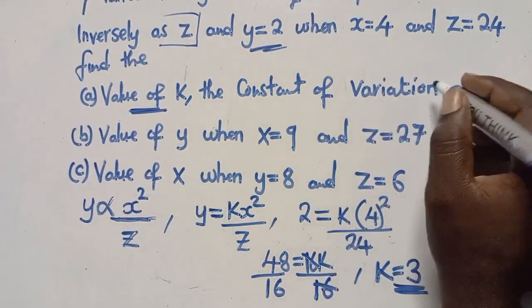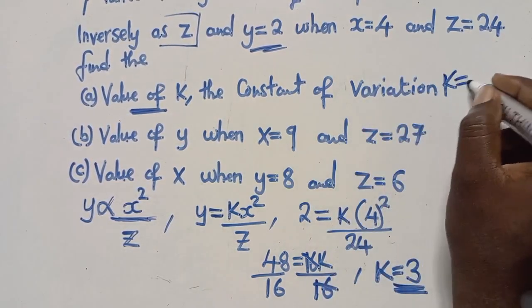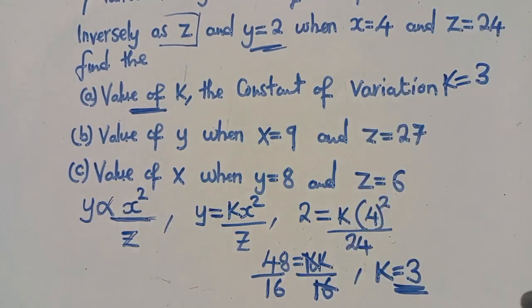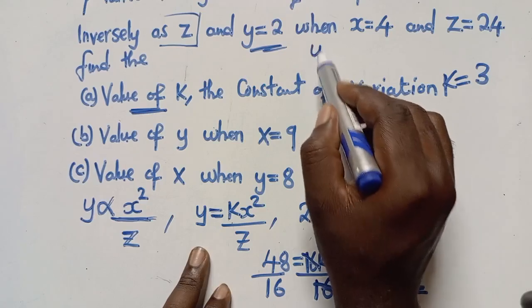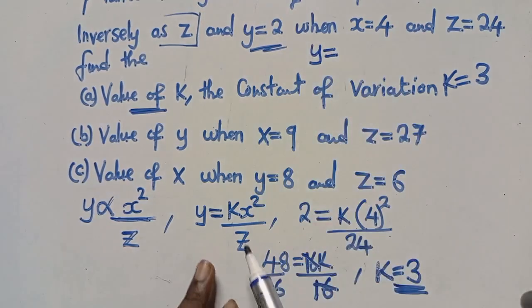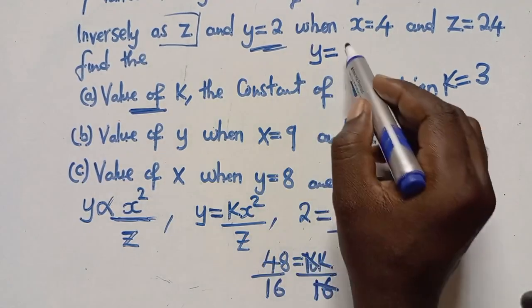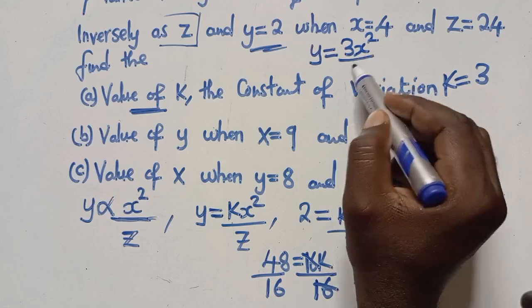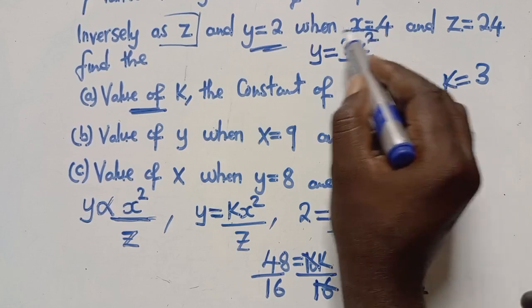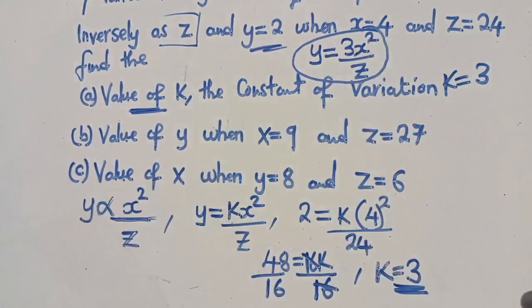There you say k is equal to 3. We found k is 3. Meaning that we can substitute in this particular equation. So we are going to have the equation y is equal to k, we know that it is 3, so we say 3x squared over z. This is now the equation that we are going to be using to answer any given question.